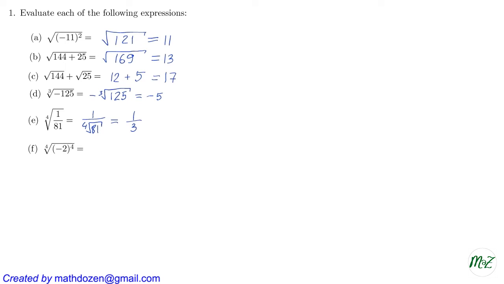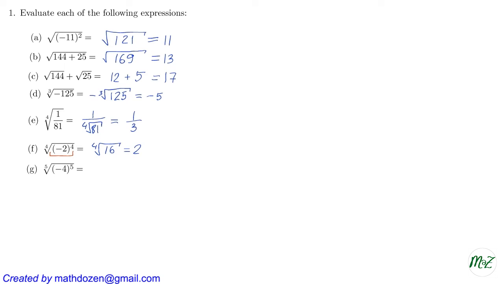Then the fourth root of -2, all of that to the fourth power. Let me say it again. This is the fourth root of (-2) to the fourth power, so we need to do (-2) to the fourth power first, which is 16, and then we do the fourth root of that, and that's +2.